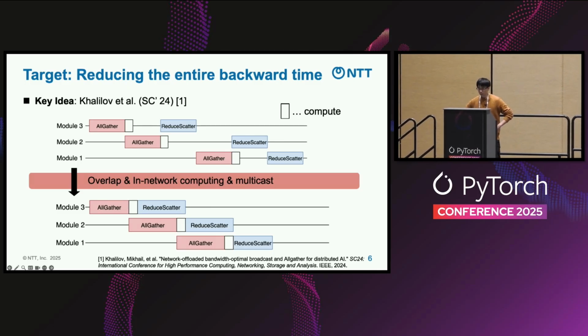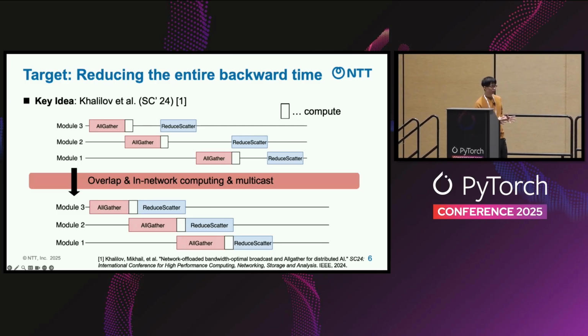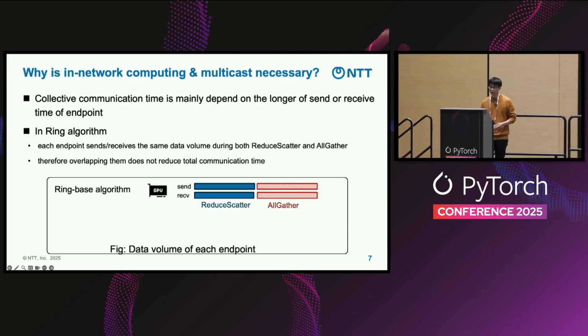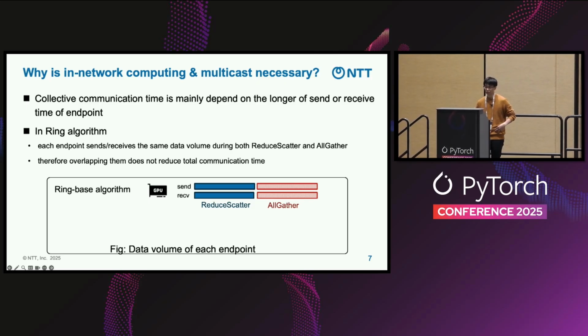I note that only overlapping the communication is not enough to reduce the communication time of overlapped ReduceScatter and all-gather. So we need to use in-network computing and multicast together with overlap. Let me explain why in-network computing and multicast are necessary to shorten the communication execution time.